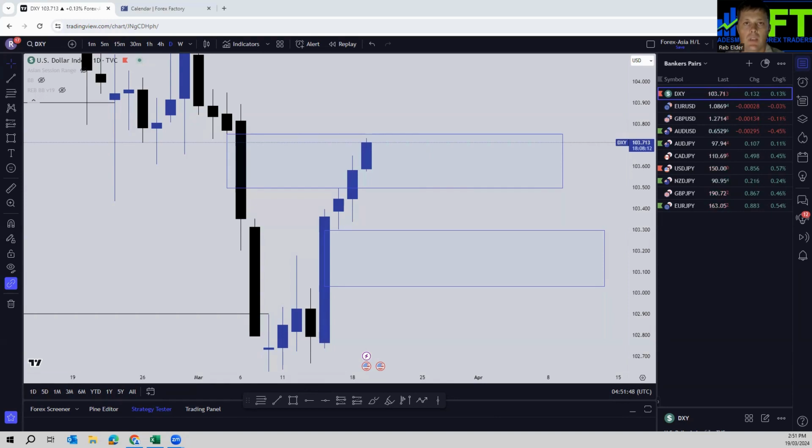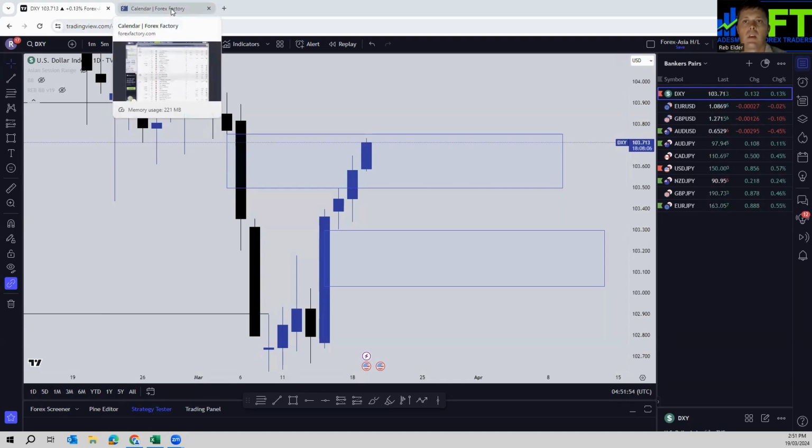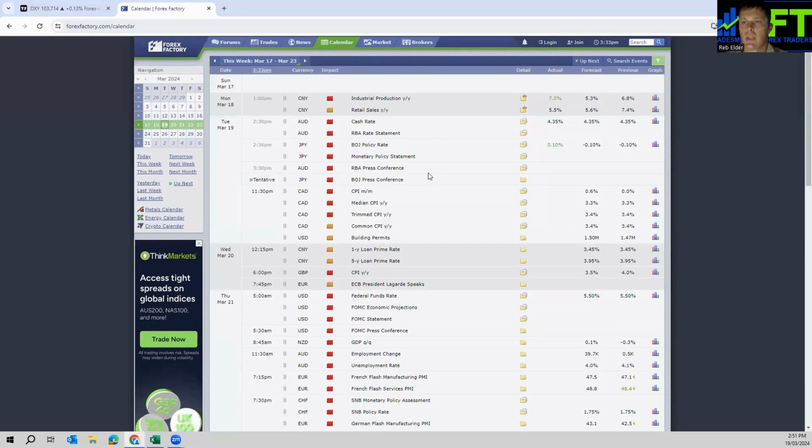Firstly, we're going to cover the DXY, the Euro USD and the GBP USD pairs. But first, we'll jump over here to the economic calendar. So, as you can see, today we're not too bad with some price action. We've got a little bit of Canadian dollar news coming out, a little bit of USD news with building permits.